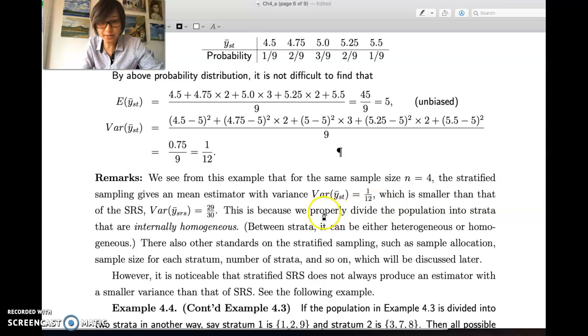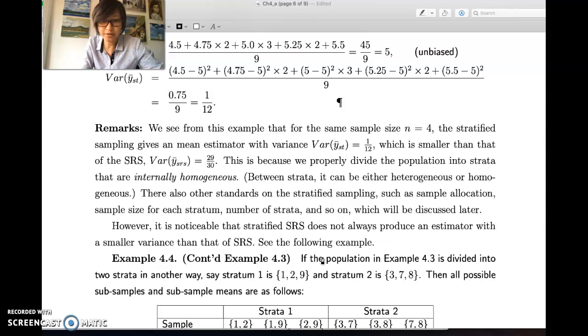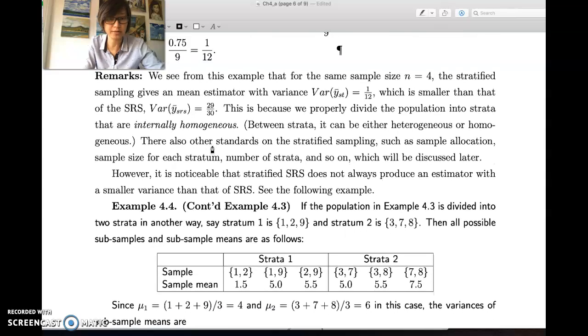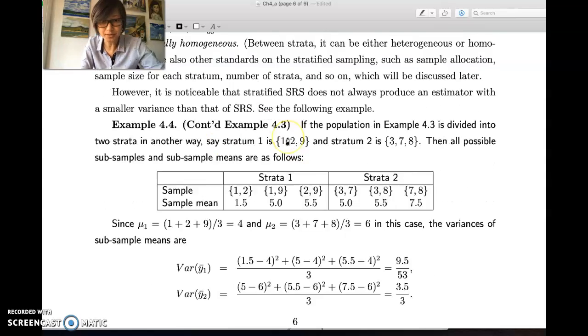Okay, so we properly divide the population into strata that are internally homogeneous, and between strata they are heterogeneous. In this case, we would have a very good estimate with a variance which is quite small, and we have a very efficient estimator.